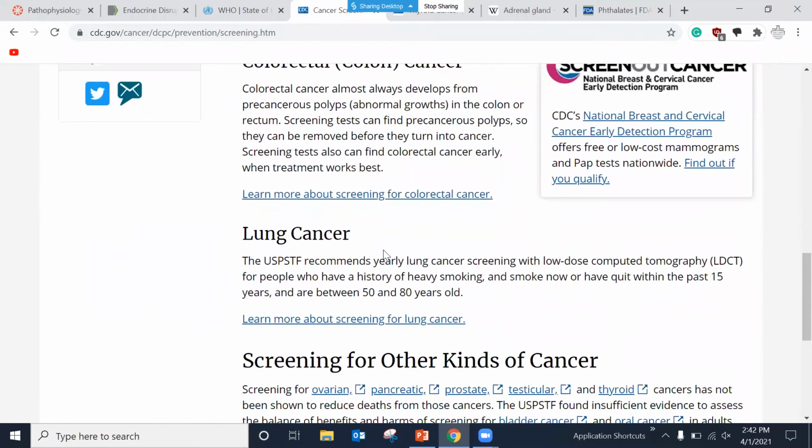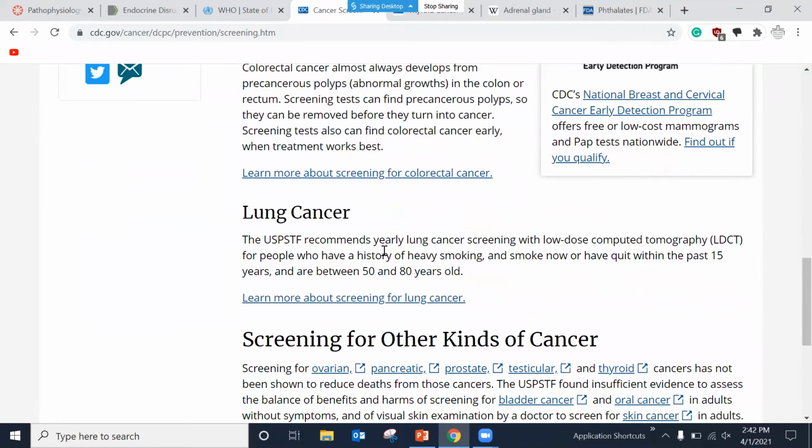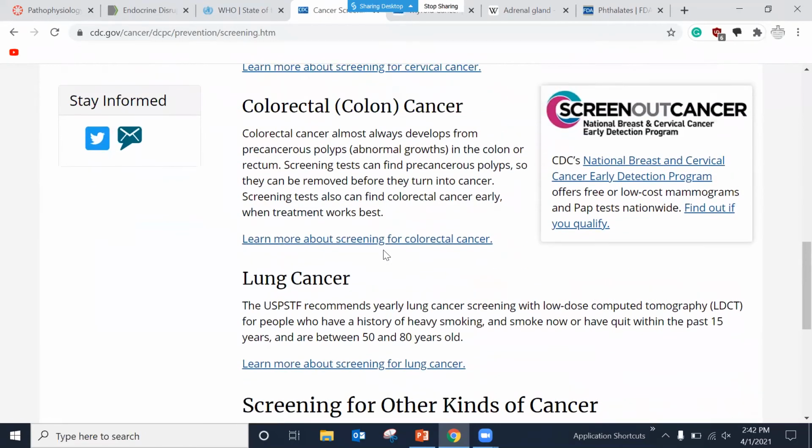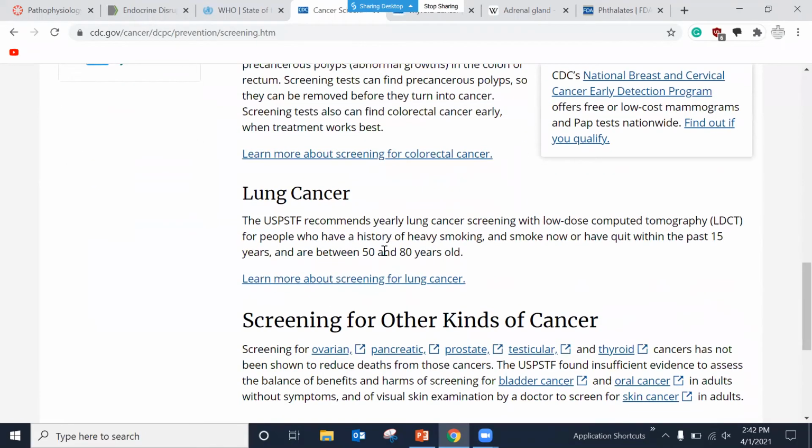Gotta get that colonoscopy. And my doctor told me I'm of the age now where I gotta get a colonoscopy. I told him I'd rather die of cancer. So we'll see what happens. I don't know. I'm just terrified of surgical type procedures.